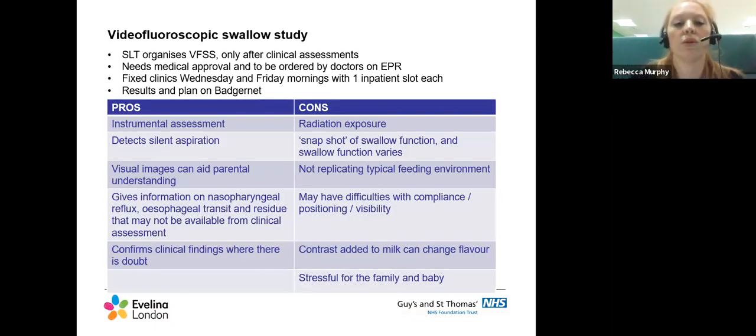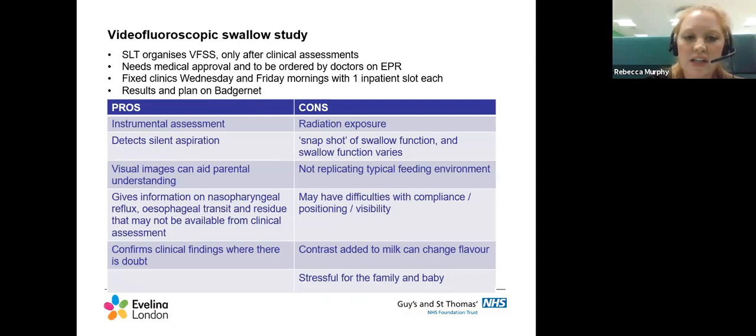So moving on to the video fluoroscopy swallow. When a baby needs a video fluoroscopy, usually what's happened is they've had a clinical assessment from the speech and language therapist, and then we might suggest that a video fluoroscopy might be indicated in order to gain a better understanding of the swallow. So it's not always needed, but sometimes if we feel like this would help to get more information, then we might use a video fluoroscopy.